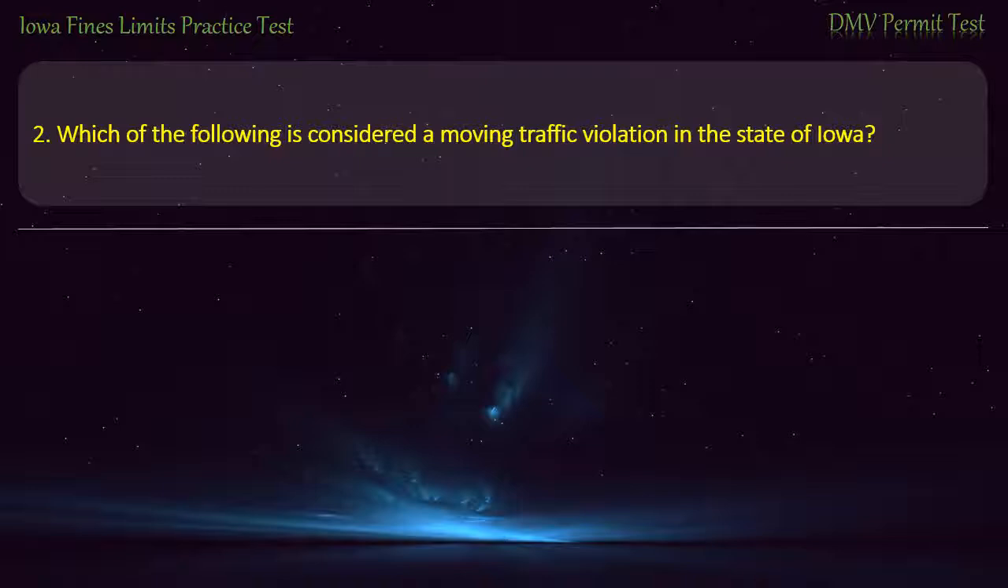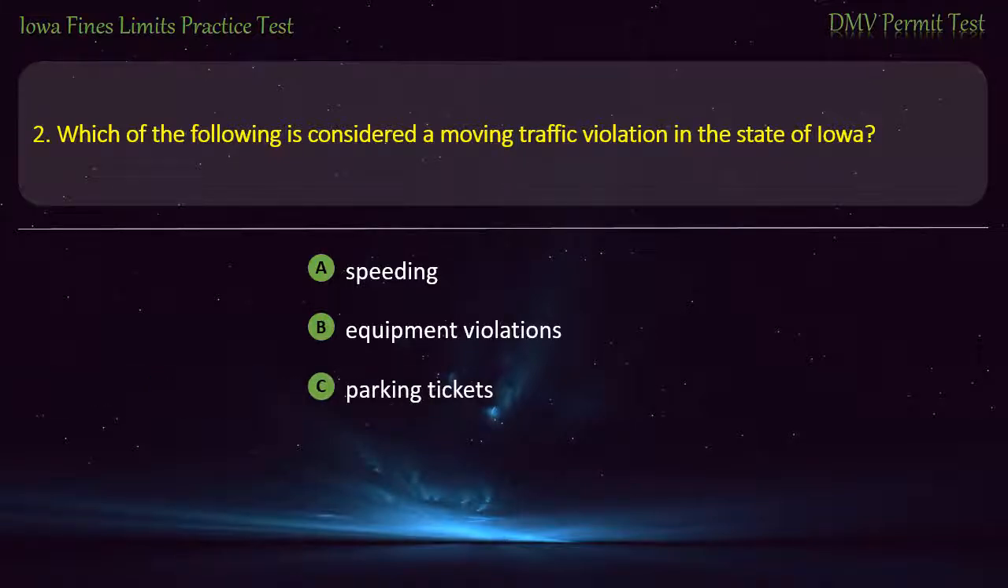Question 2. Which of the following is considered a moving traffic violation in the state of Iowa? Speeding. Equipment violations. Parking tickets. Seat belt violations. Answer. Speeding.